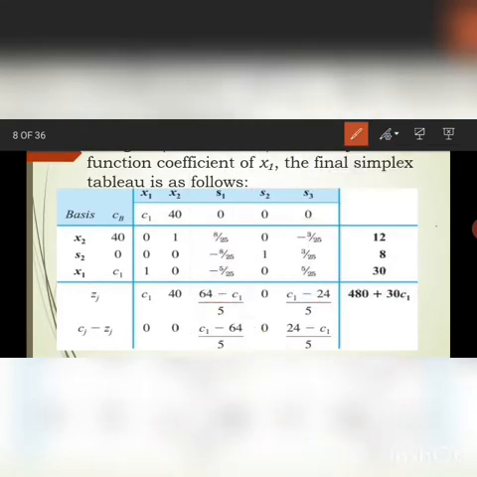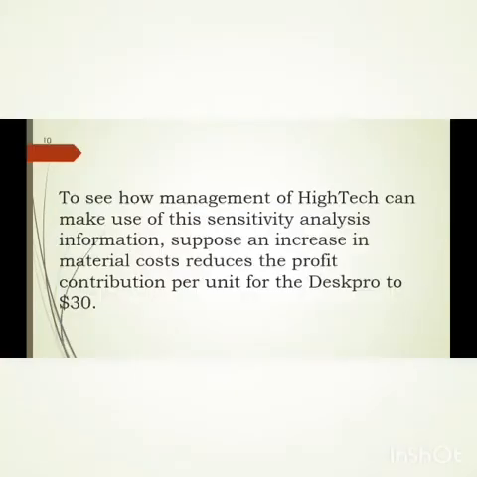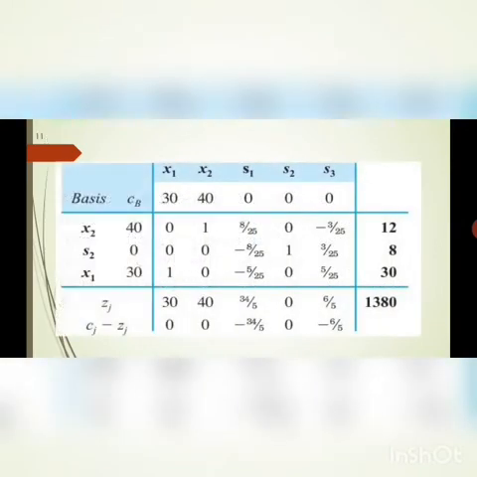Let's proceed to the next slide. To see how management of High-Tech can make use of the sensitivity analysis information, suppose an increase in material costs reduces the profit contribution per unit for the Dash Pro to $30. The range of optimality indicates that the current solution is optimal.